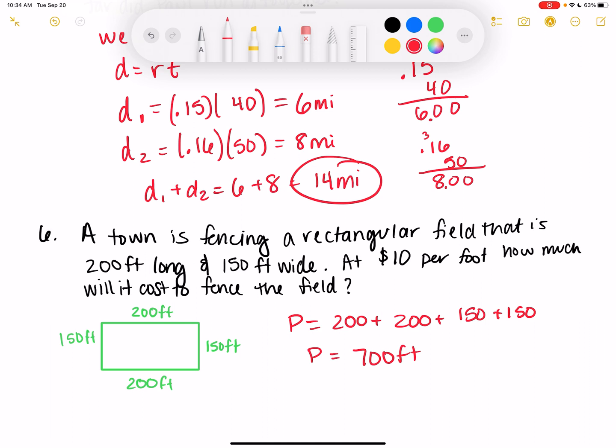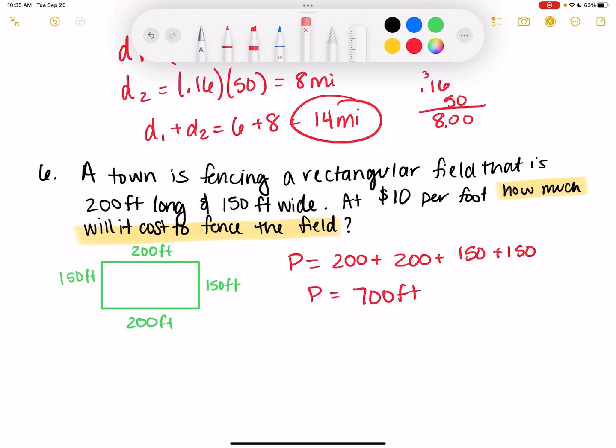Now, what does it want us to find? Like, what is our goal here with this problem? How much will it cost? Yep. So I now know how many feet of fencing I need, okay? It tells me it's $10 per foot, okay? So 700 times $10 per foot, the units for feet are going to cancel, so we're going to have 700 times 10.